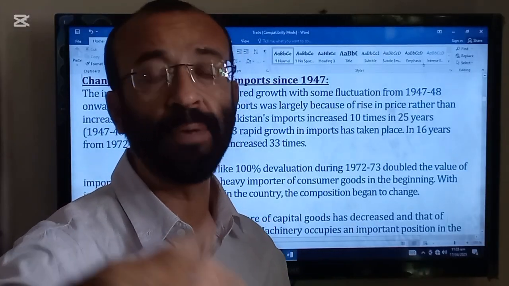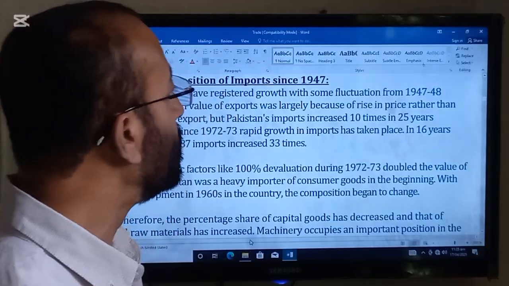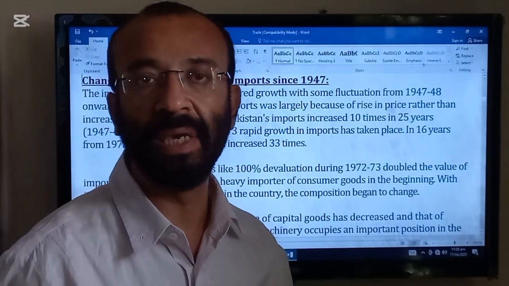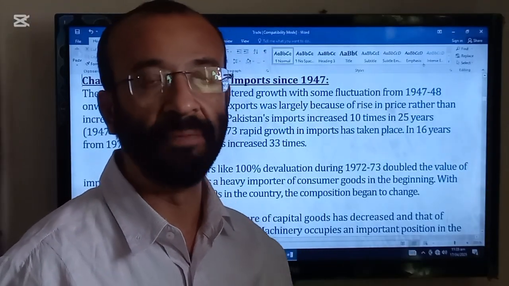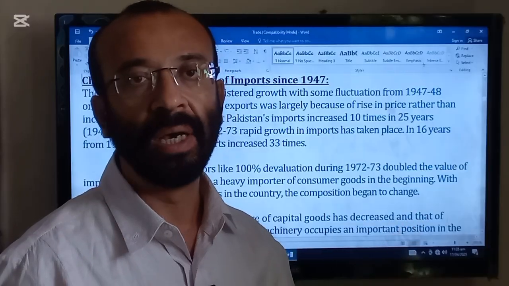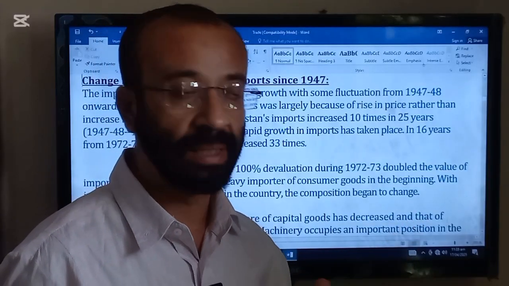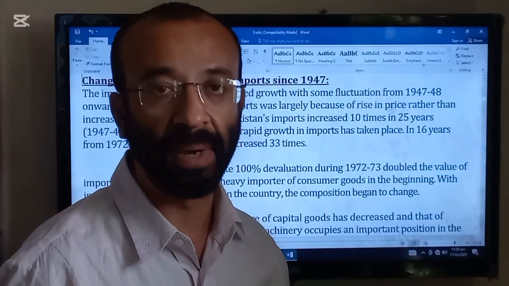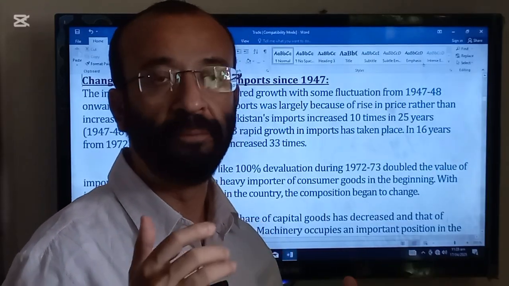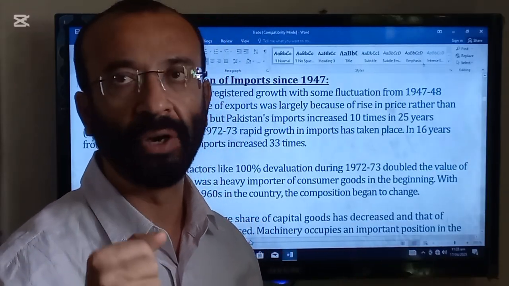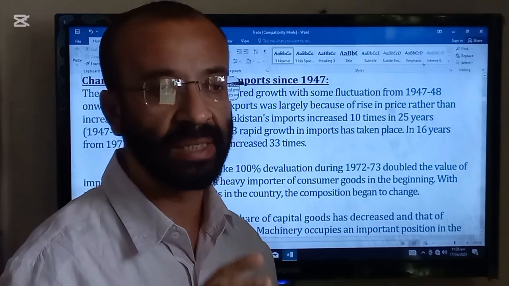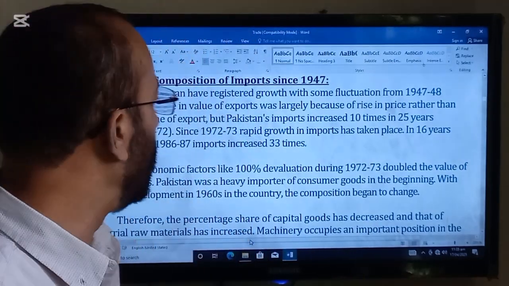So that's why imports increased by 33%. And unfortunately, we were not able, even then and even now, to manufacture industrial goods and different kinds of things in our Pakistan. So that's why we are hugely dependent on other countries to provide these things. So the imports bill is increasing.